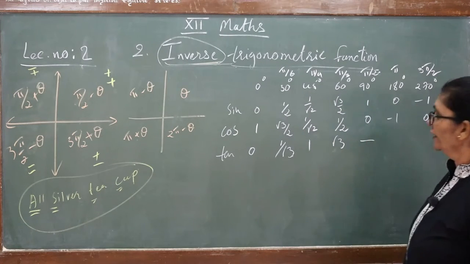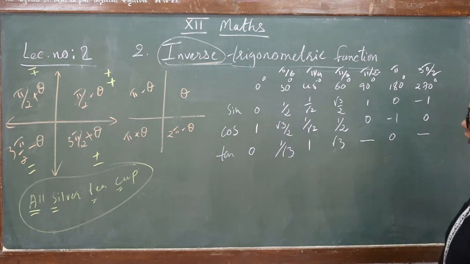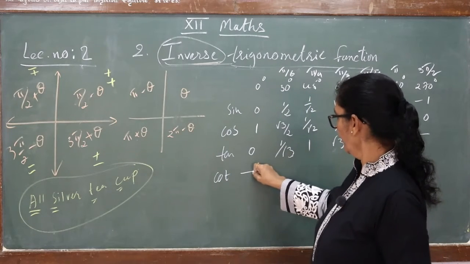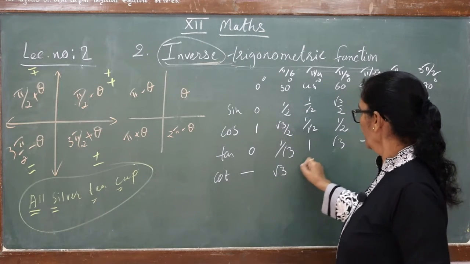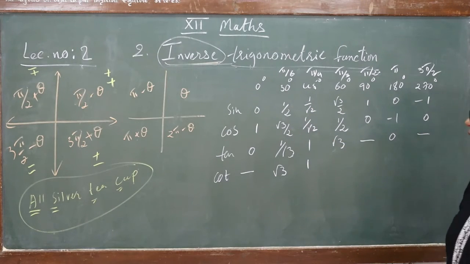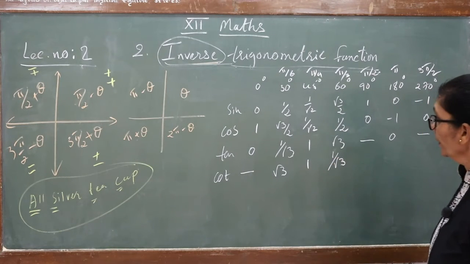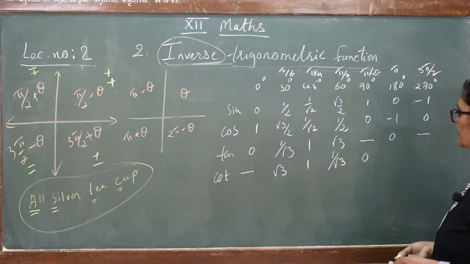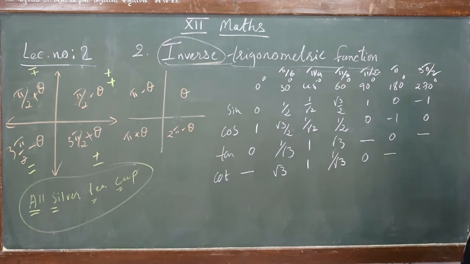1 upon 0, infinity, means not defined. 0 upon minus 1, 0, and again not defined. Not defined, I have written a dash. For the cot function, now we have to write cos upon sine. So not defined. Now cos upon sine, numerator is this, denominator is this. So root 3, obviously, 1 by root 2 upon 1 by root 2 is 1. Now half upon 1 by root 3, so this is 1 by root 3. Cot means reciprocal of tan also, the meaning is same. Okay, cot means cos upon sine, minus 1 upon 0, infinity, and last, 0 upon minus 1 is 0.